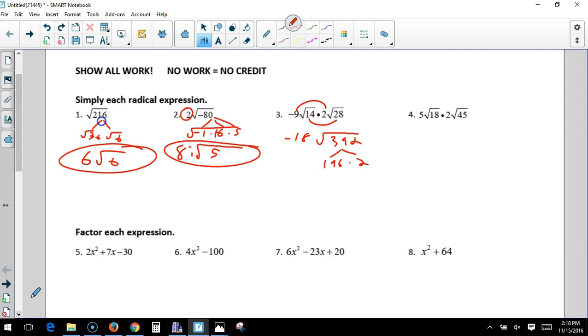The square root of 196 is 14, but don't forget we have to multiply it by this. So the radical 2 is going to be stuck inside. But this 14 times 18 is negative 252.